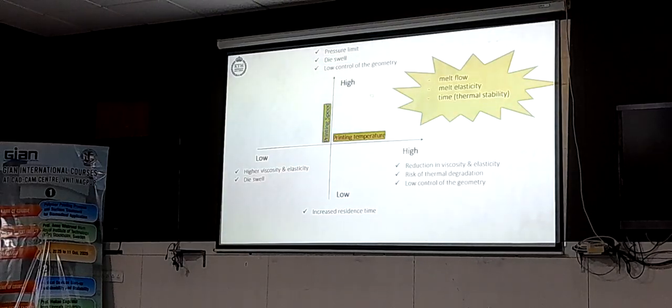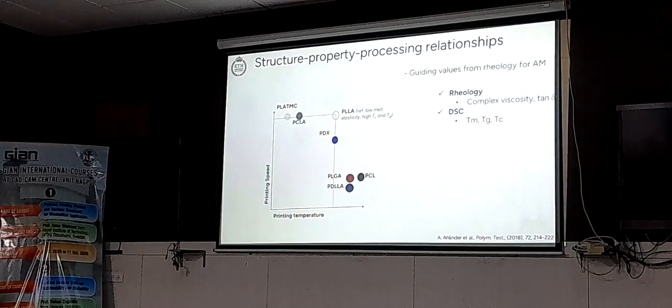And altogether, where you will end up here depends on the polymer's melt flow, the melt elasticity, and the thermal stability. So what we did was to look into the rheology. We looked into the complex viscosity, tan delta, etc. And the DSC, the Tm, Tg, the crystallization temperature.